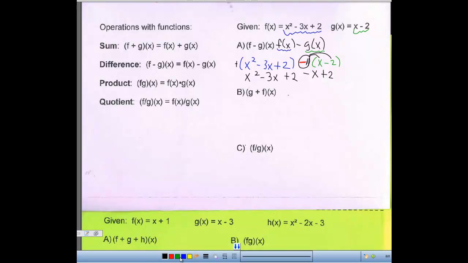Now combine like terms. There's only one x squared, so I have x squared. We have a negative 3x and a negative x. So same signs, we're going to combine those, so that's going to be negative 4x. And I have a positive 2 and a positive 2. Add those together and we get plus 4. So f of x minus g of x is equal to x squared minus 4x plus 4.